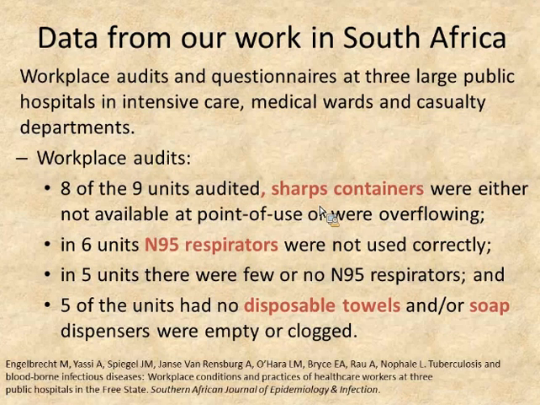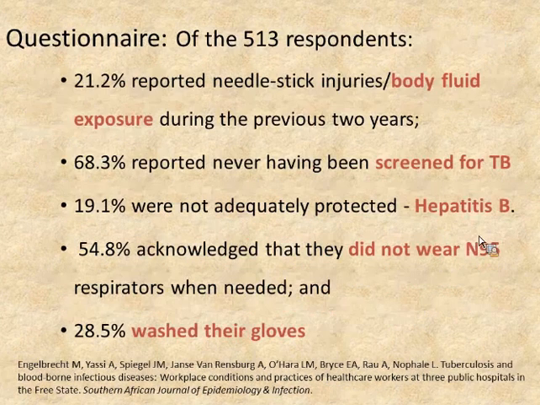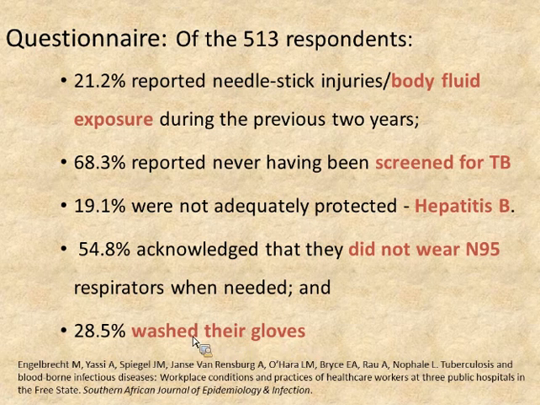So we did workplace audits in various hospitals and a questionnaire of about 1,000 workers in 3 large public hospitals, and again found that sharps containers were not being used properly, they were overflowing, and N95 respirators were either not available or not used correctly. There are no disposable towels or soap. This has also been published. And the questionnaires kind of matched what we found. People were washing gloves rather than disposing of them as they were supposed to, and not wearing their protective equipment properly. A large number of people hadn't even been screened for TB in a country where TB is huge.